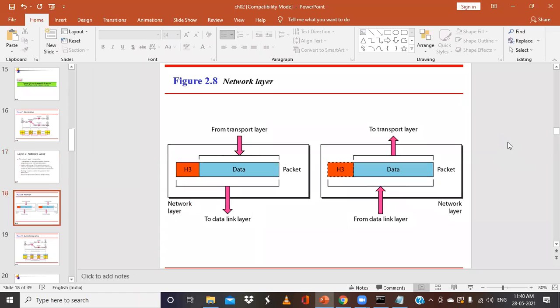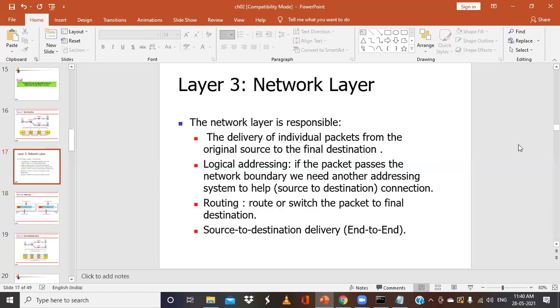The network layer basically takes the data from the transport layer and makes it into packets, and these packets will be sent to the data link layer. So these are the responsibilities or functionalities of the network layer. So what are packets basically? What do you mean by packets?